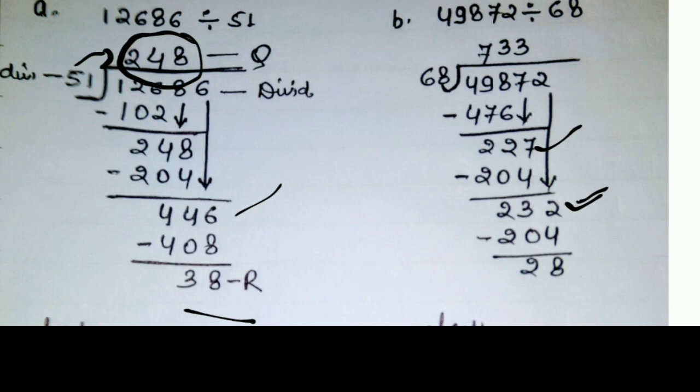So again it is more than that number, so we can write here 3 times. So that is 204. So the remainder we get is 28.